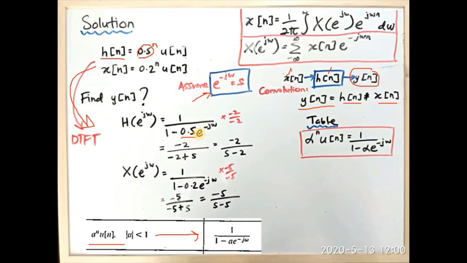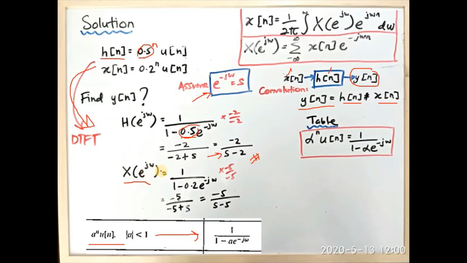But when you convert it to s, I prefer not to have the a value in decimal form. I would like it in terms of integers only. So I'm going to multiply both sides by minus 2 over minus 2. Then you get minus 2 over minus 2 plus s. Rearrange it, then you get minus 2 over s minus 2. So the first equation is done.